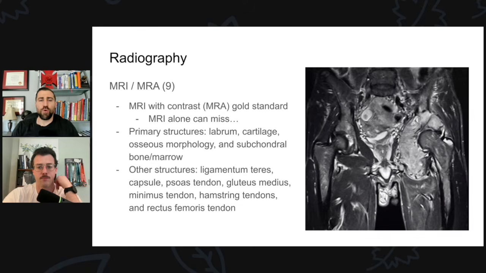Also, another important diagnostic test you'll see is MRI, or more specifically, MRA. So MRA is going to be an MRI with contrast, and it's pretty much the gold standard for diagnosing labral pathology within the hip. I have seen a couple patients now where they have gotten a few MRIs that didn't show any sort of pathology, any sort of hip labral pathology.